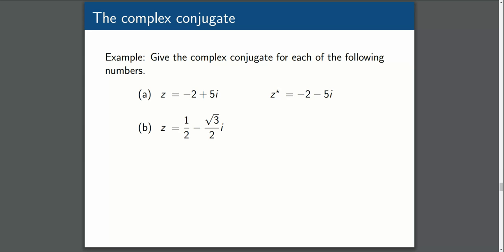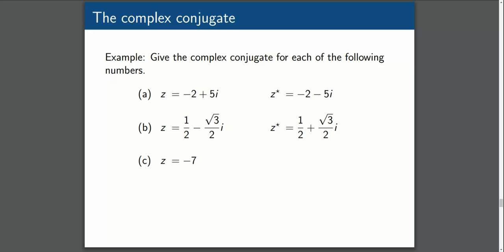Next, I have 1/2 minus root 3 over 2i. Notice that in this example, I'm starting with a negative imaginary part. And so when I take the conjugate, that negative is going to turn positive. You see the result here.